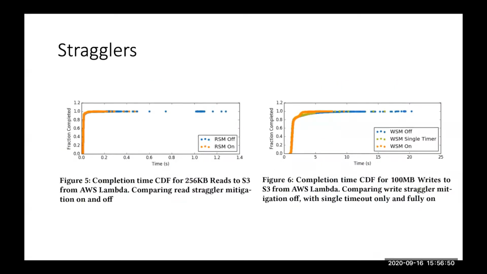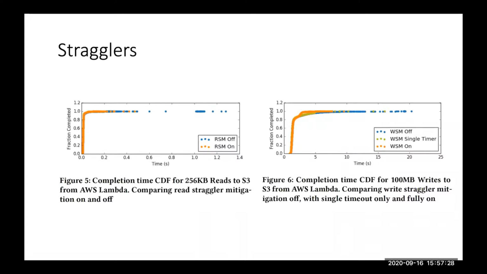Moving on, stragglers. So as I said, S3 has a long tail latency. So they mitigate it with basically doing multiple reads. And that is what they propose as the read optimization and the write optimization. RSM is basically read straggler mitigation. And on the left side, I show a plot that shows the completion time for some 256 KB reads to the S3 storage from the Lambda function service.